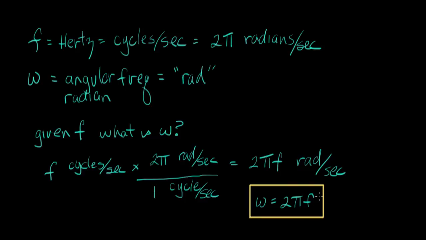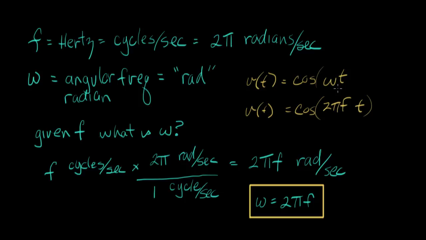And that's worth remembering. If I have a voltage sine wave, for instance, V of t equals cosine omega t, I can write that equivalently as V of t equals cosine 2 pi F times t. One of the frequencies is in cycles per second, and the other is in radians per second. And we can interchange them using this conversion factor.